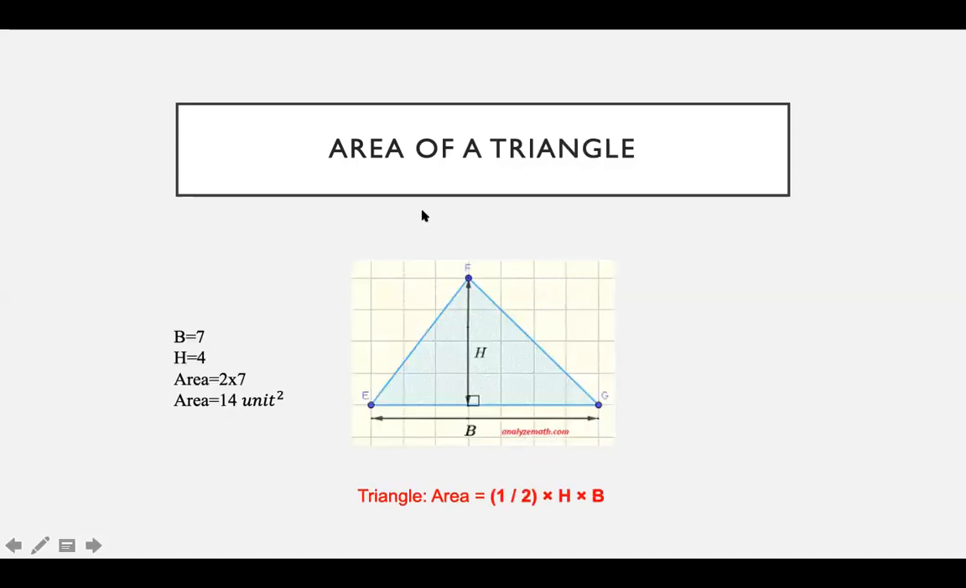Next, we have calculating the area of a triangle. This is a bit trickier, just in the sense that it's not as basic where you're just taking the length and the width. Here you're taking your height, so this is the side in the middle of the triangle going up and down. You take that value, multiply it by 1/2, and then multiply it by the base, which is the bottom side right here of the triangle.